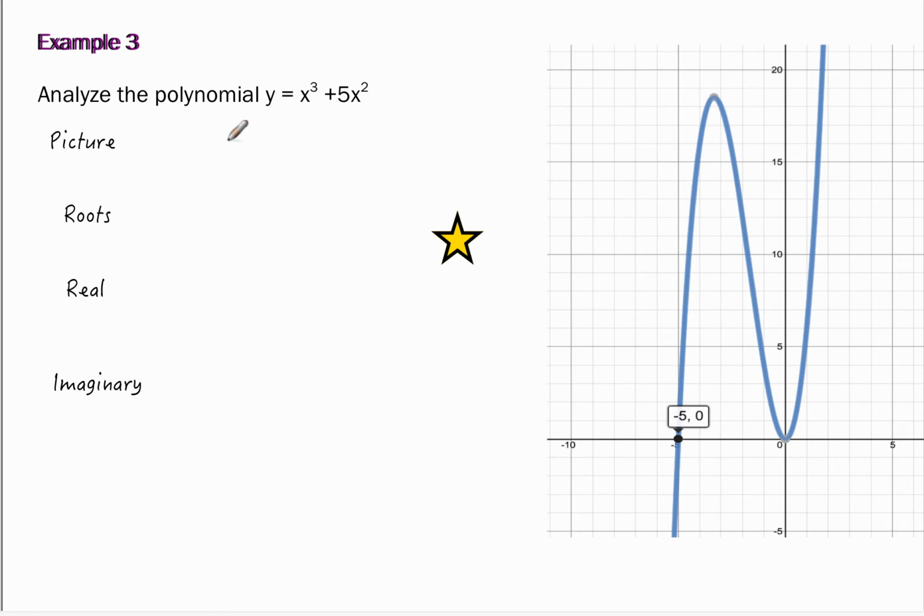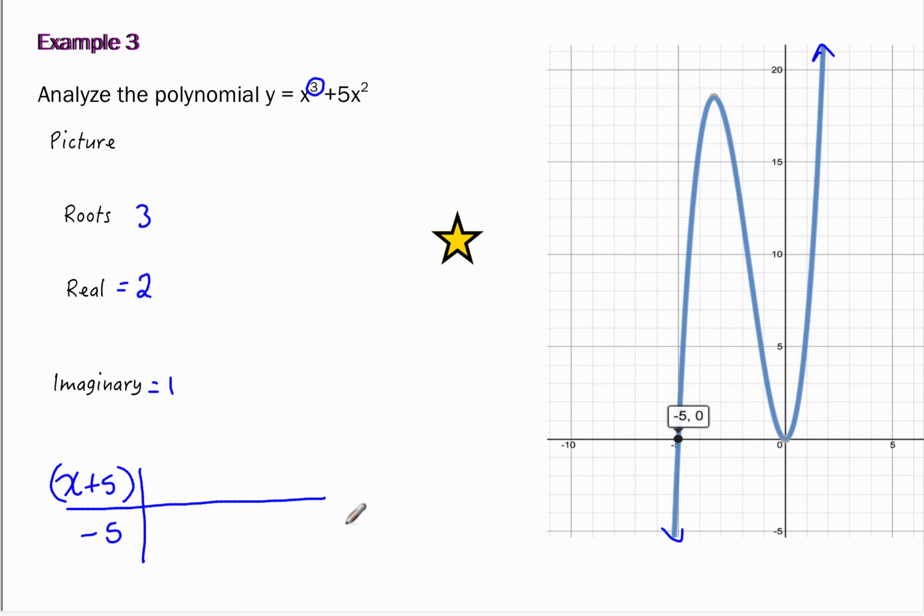All right, example 3 here. X cubed plus 5x squared. By now, we know it's a cubic. One tail down, second tail up because it's positive. We have our picture in front of us. And right now we have 3 roots and 2 of them seem to be real, which means 1 is imaginary. Okay, so my roots are negative 5, which means it came from the factor x plus 5.